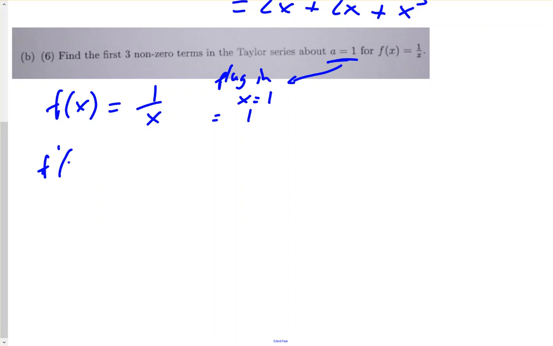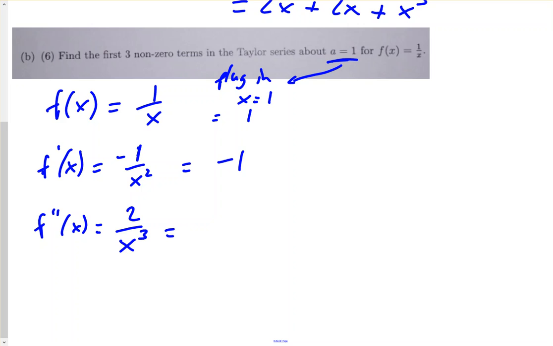Okay, then the next term is the first derivative. The first derivative of this would be negative 1 over x squared. Plug in 1, we get 1 squared is 1, so negative 1. Okay, the next one will be the second derivative. The second derivative of this would be now positive 2 over x cubed. Plug in the 1, so we get 2. Okay, and that's all we need.